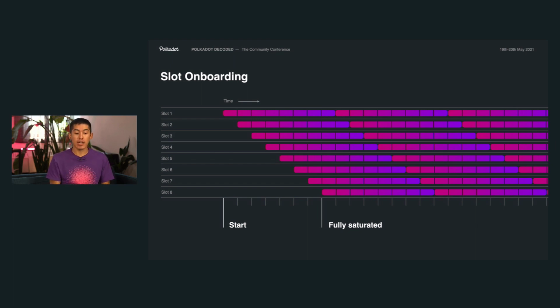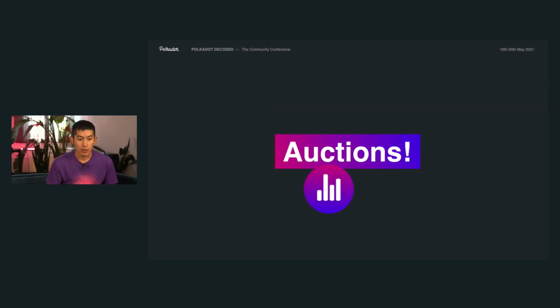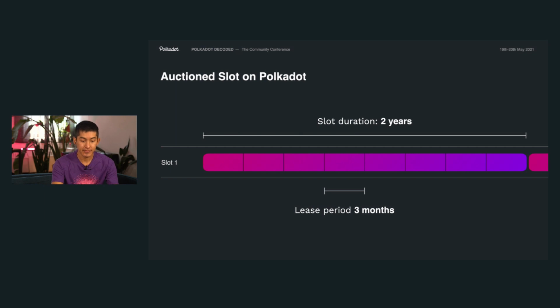So the question is then, how do we open up new slots? And for that, we need auctions. Auctions on Polkadot are basically auctions for a parachain slot. Each of these slots will be 2 years in length, and they're broken up into 8 pieces called lease periods. Each of these lease periods will be 3 months long. This means in an auction, you can have up to 8 winners.